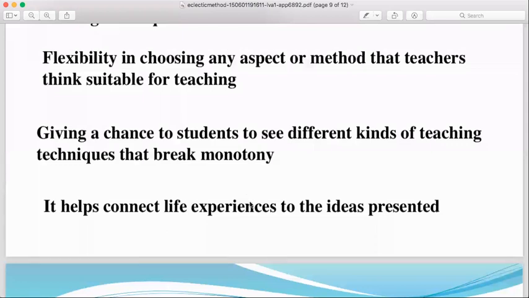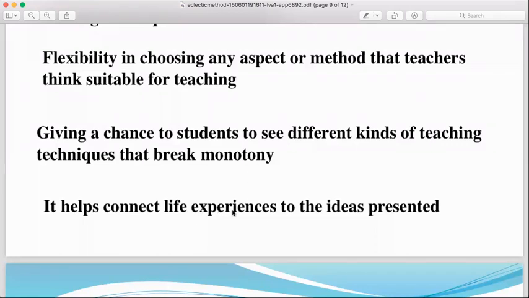Monotony means doing similar things every day. Yes, lack of change is the right answer. Who is this? Yes, Neda. Lack of change. So she has such a variety of things to choose from, so the eclectic approach would break monotony in the classrooms.